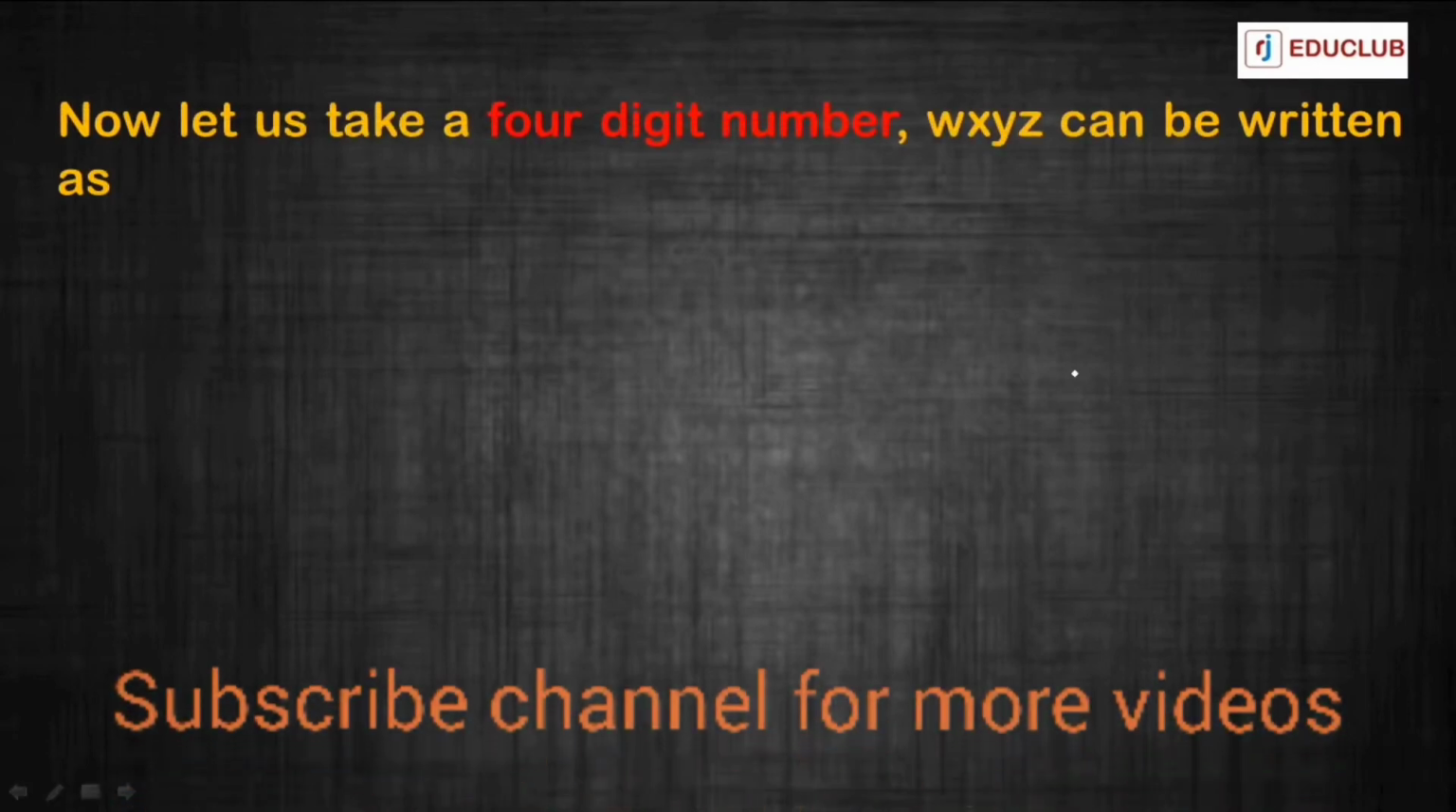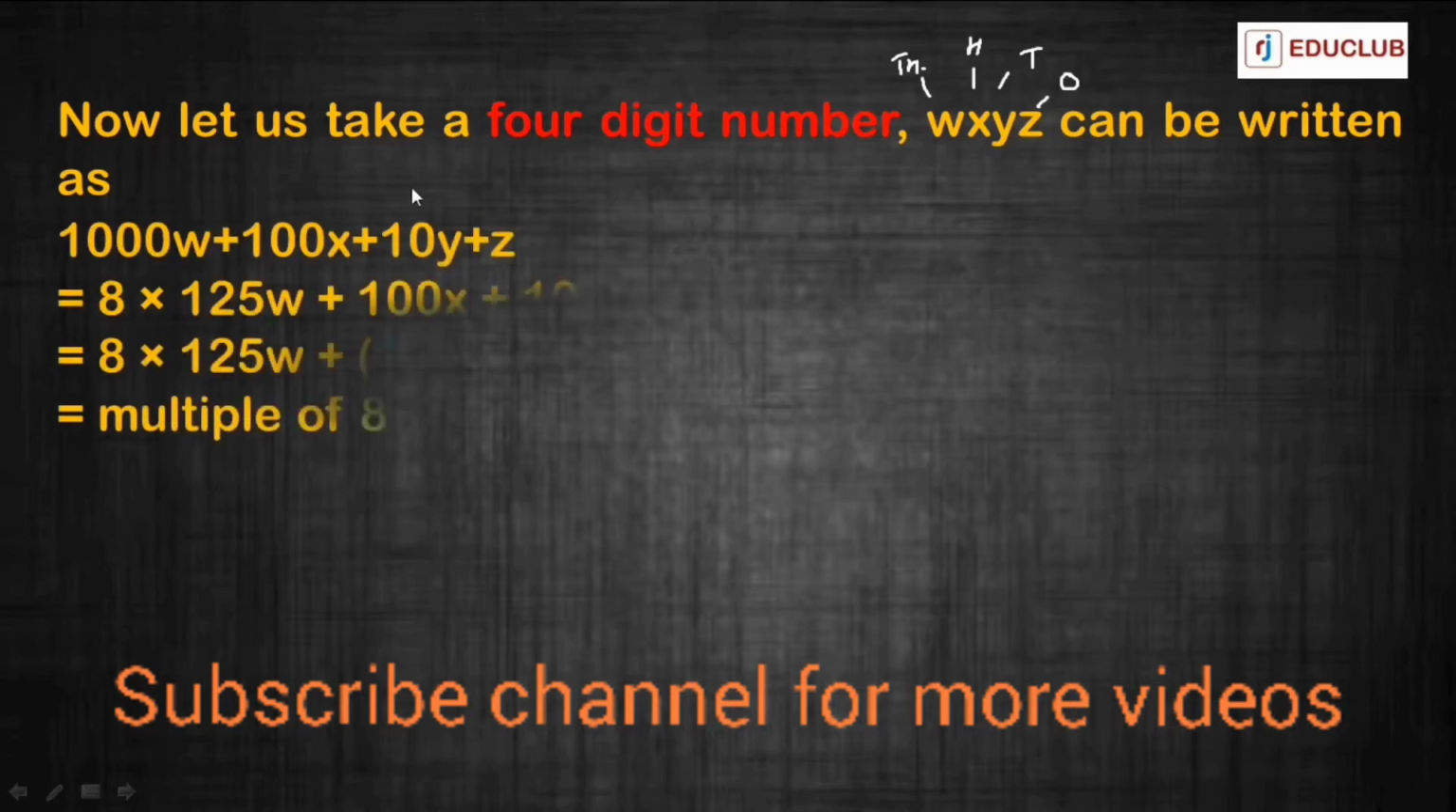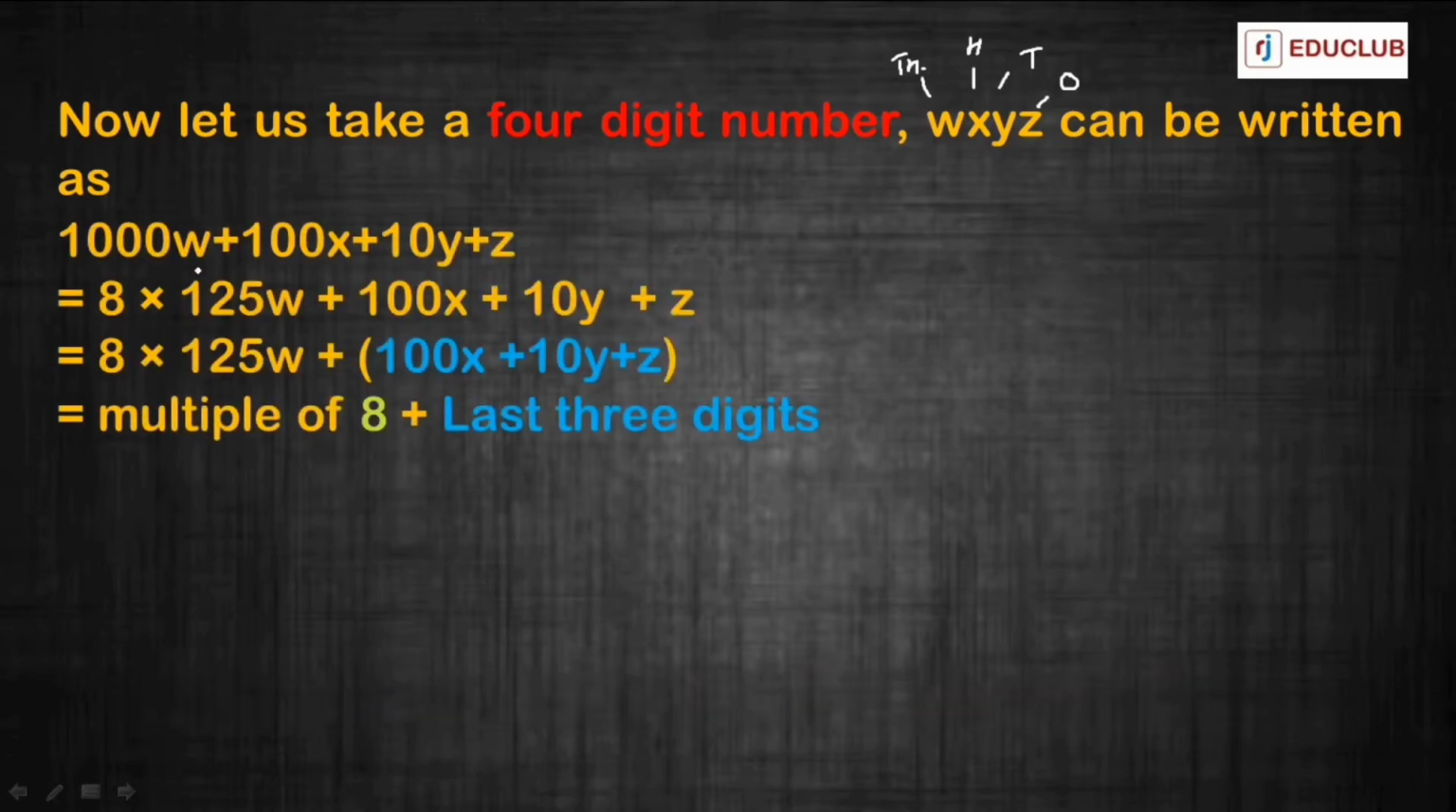Now let us take a 4-digit number, W, X, Y, Z. Z at ones place, units place, Y at tens place, X at hundreds place, and W at thousands place. So we can write it as 1000 into W, because W is at thousands place, plus 100 into X because X is at hundreds place, then 10Y plus Z. Now 1000 I can write as 8 into 125, which is equal to 1000.